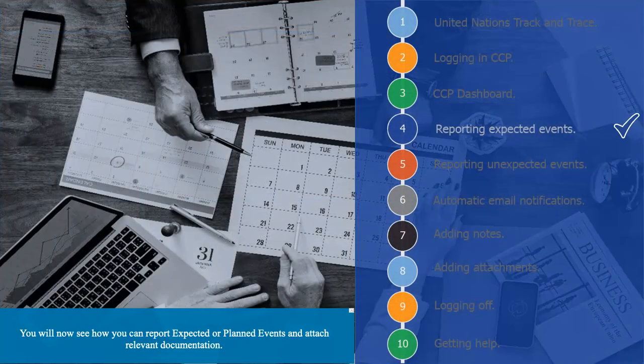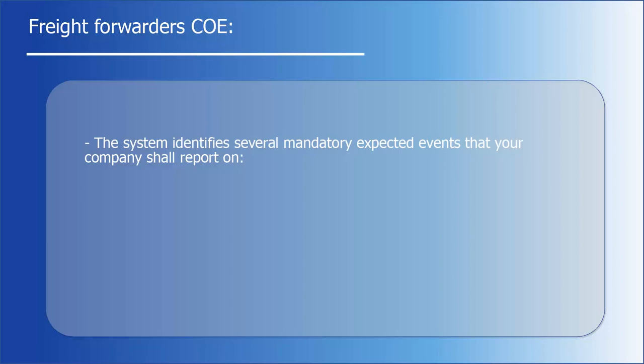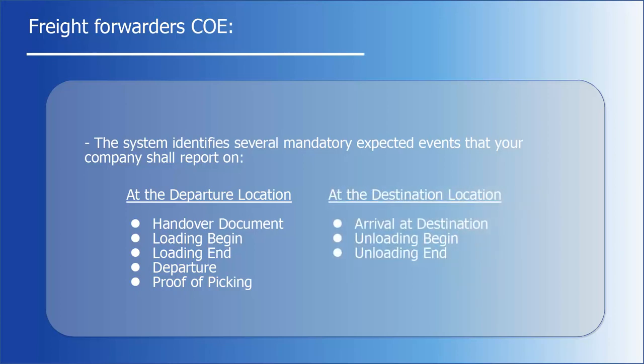You will now see how you can report expected or planned events and attach relevant documentation. The system identifies several mandatory expected events that your company shall report on. At the departure location: handover document, loading begin, loading end, departure and proof of picking; at the destination location: arrival at destination, and loading begin, and loading end.